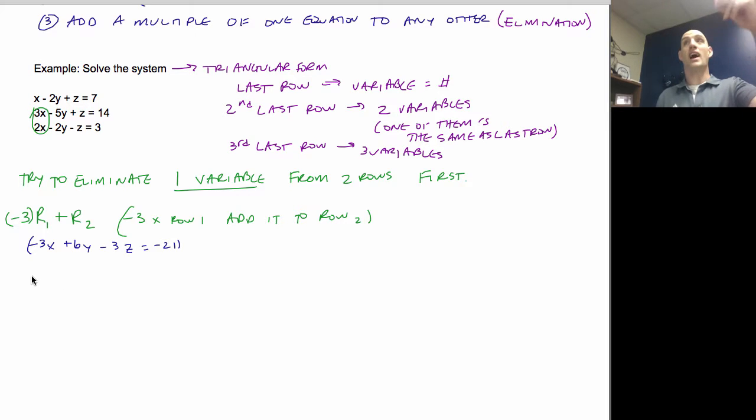So my first line actually doesn't change. First line doesn't change. My second line now becomes, I add this to it, so I have 0x, and then I'm going to have plus y, and then, so this is -3z minus 2z.